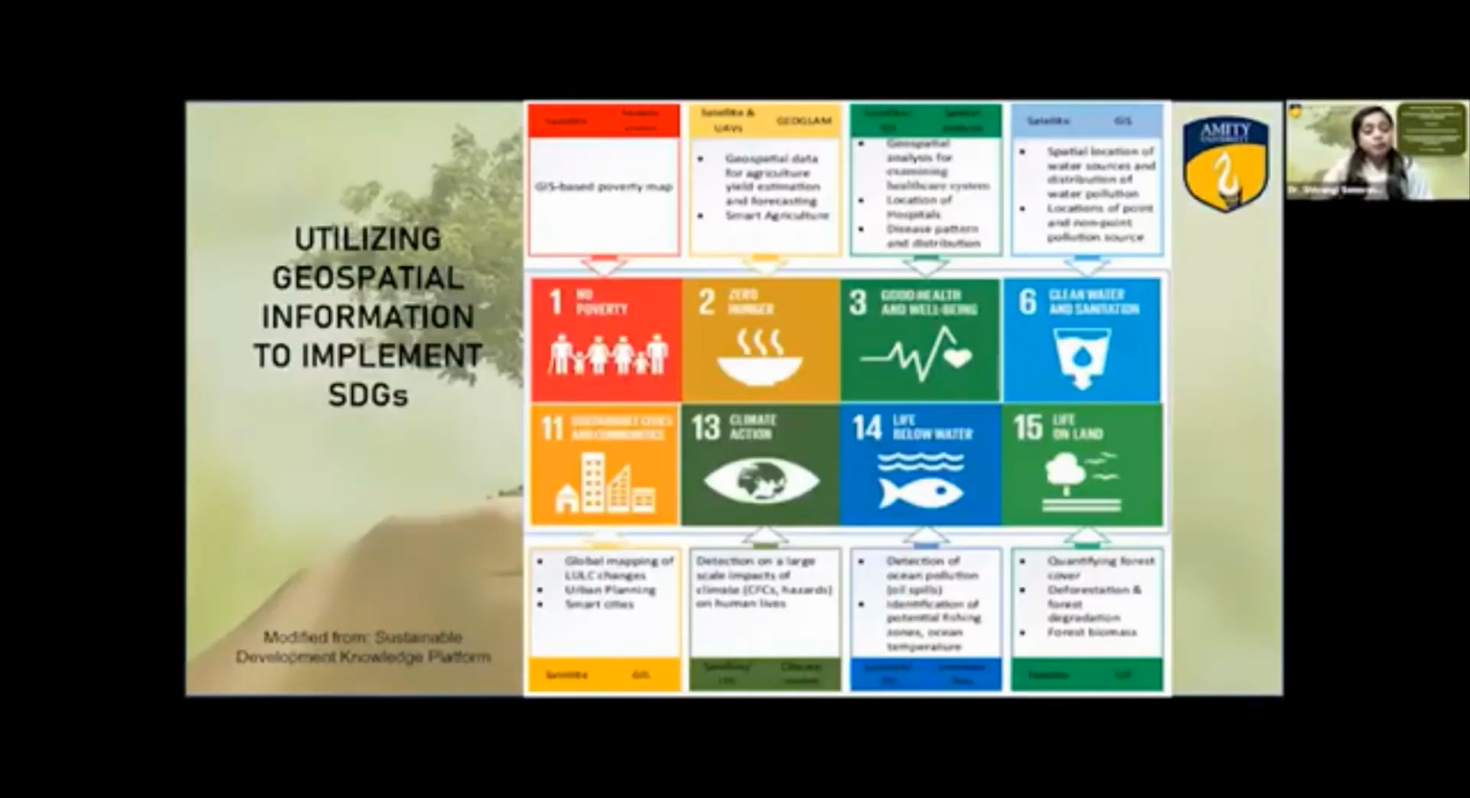Now, geospatial information to implement sustainable development goals. So geospatial data can be used proficiently for implementing a few SDGs, as shown here in this figure, to monitor the progress of every set goal.